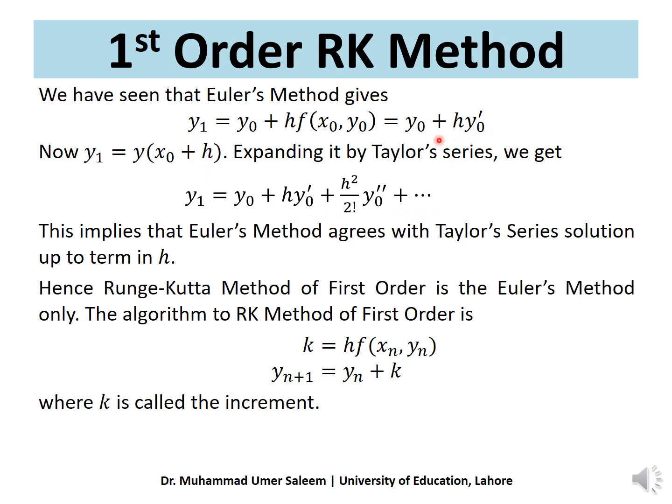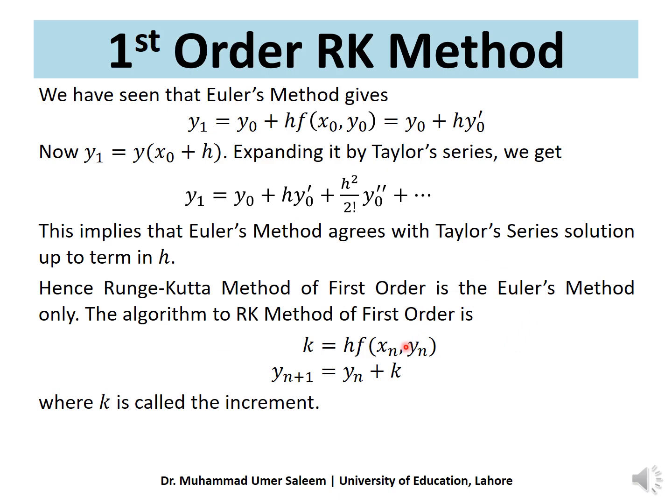Look at these two equations, compare these two equations. This implies that this Euler method agrees with the Taylor series solution up to the term h, including h. So here r is 1, h power r. Since r is equal to 1, this is why this is known as a Runge-Kutta method of first order. So the Runge-Kutta first order method is the Euler method only.